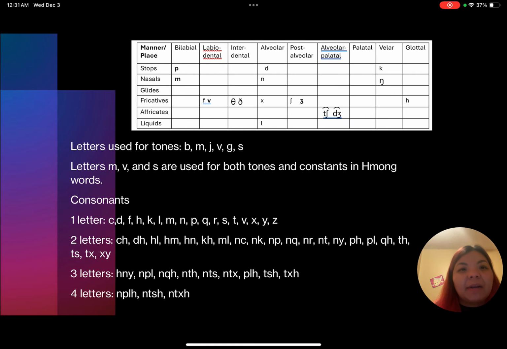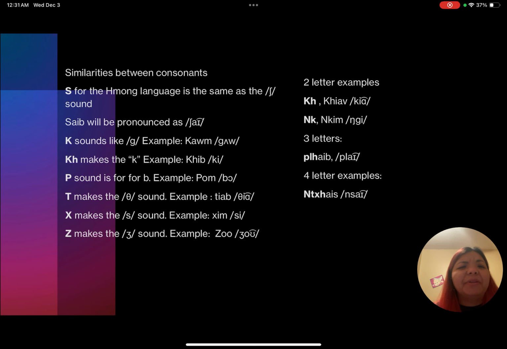I have more examples in the next slide as well. So here's the similarity. I explained about the S being the sh sound, and I have an example in shy, SAIB. We have S, and then the AI, and B as the tone. I haven't figured out how to do a tone transcription. It's very complicated and I didn't want to go down the rabbit hole with that.